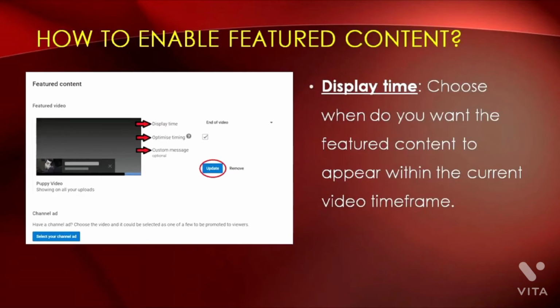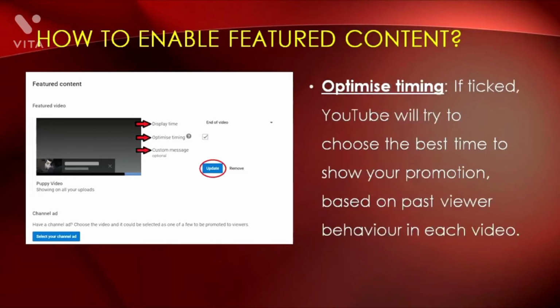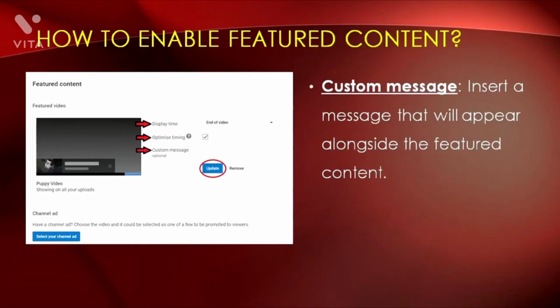First is display time. You can choose and specify when exactly you want the featured content to appear within the current video time frame. As for optimized timing, if you decide to tick this box, YouTube will try to choose the best time to show your promotion based on past viewer behavior in each video. And custom message is where you can insert a message and it will appear alongside the featured content. When you're done customizing, simply click on the Update button and you're done.